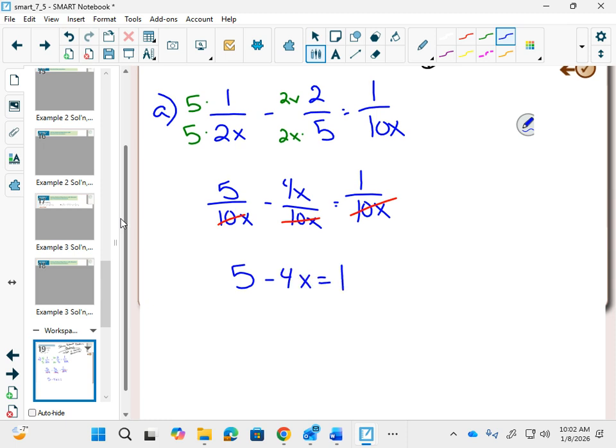At this point, you've changed it into a grade 9 question. Life is good. I combine my like terms, move the 5 over, divide by negative 4. I get x equals 1.